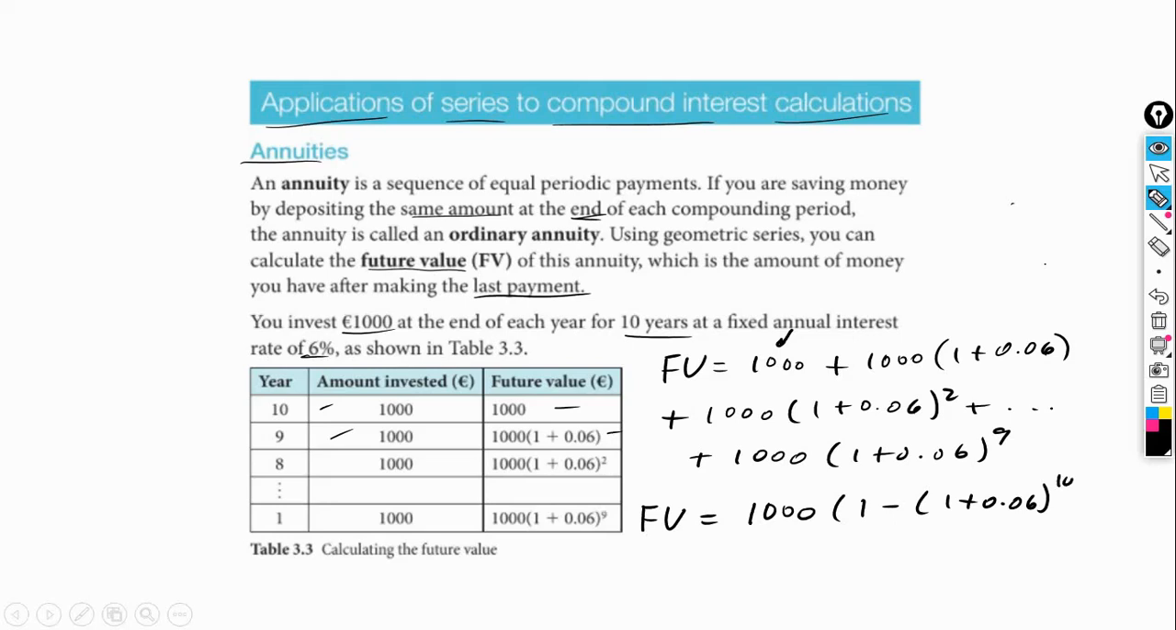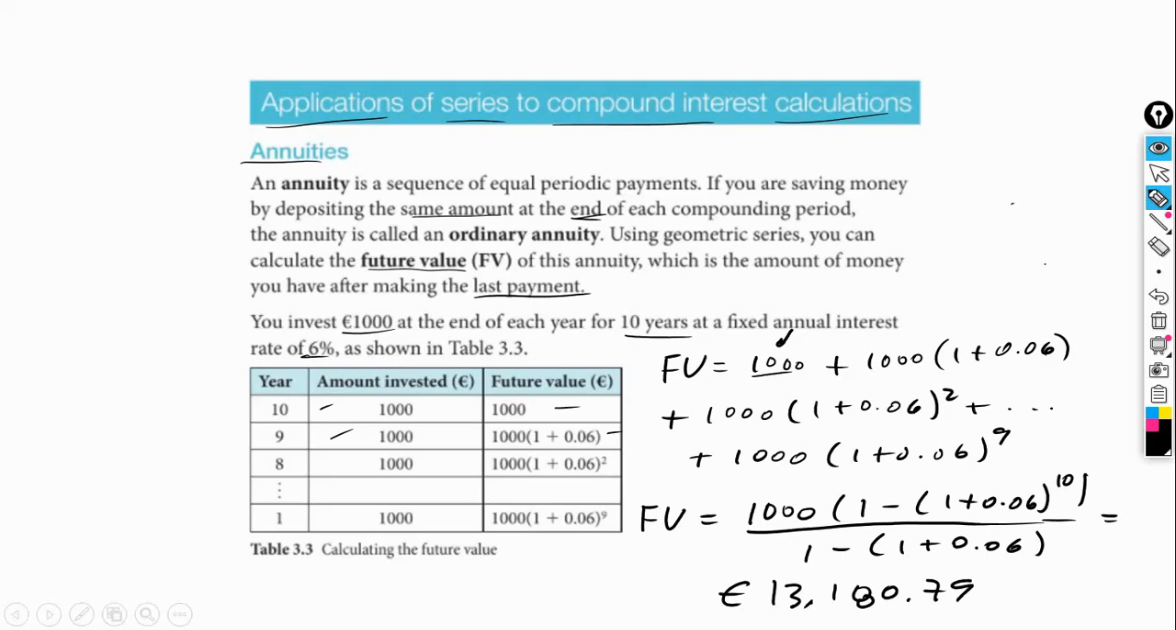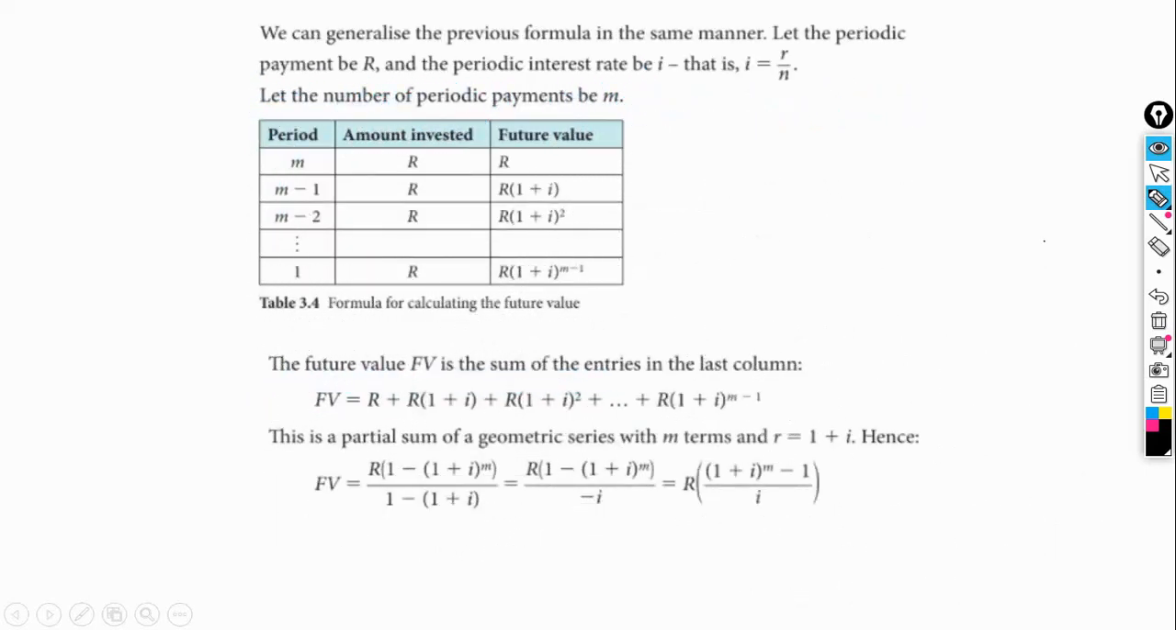So in this case, we have 10 terms, right? Because we have to consider this as the first term. And this divided by 1 minus the rate, right? So 1 minus 1 plus 0.06. So we plug this into the calculator, and we're going to get that the total amount after 10 years is going to be 13,180.79 euros. So now we can generalize the previous formula in the same manner.